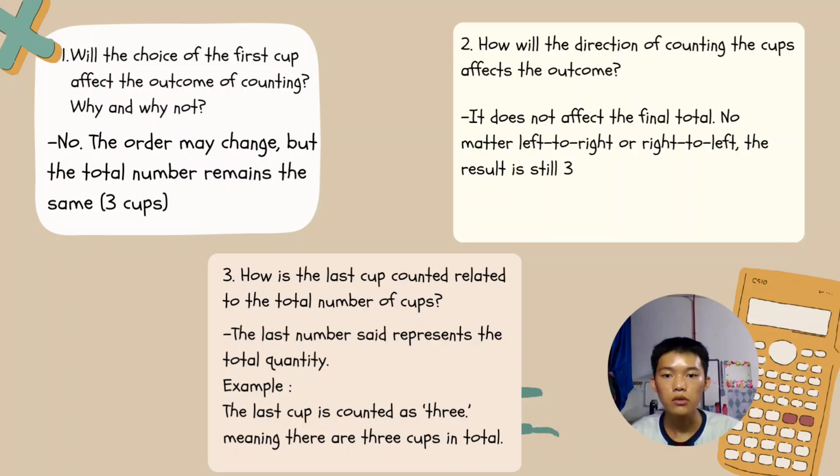The third question is, how is the last cup counted related to the total number of the cups? So the answer is the last number said represents the total quantity. For example, if the last cup is counted as 3, it means that there are 3 cups in total.